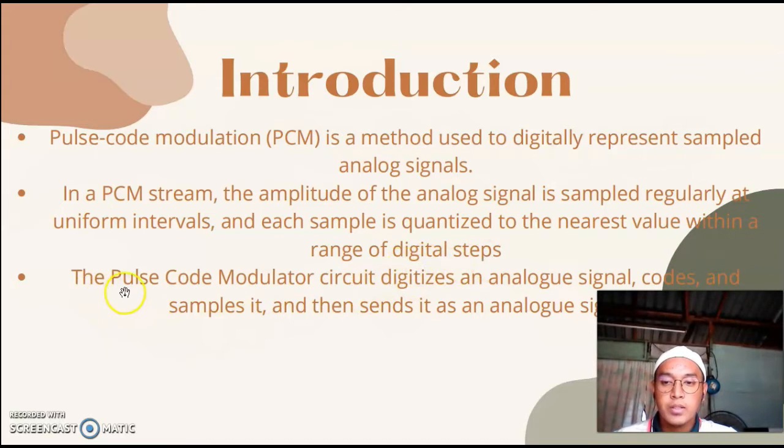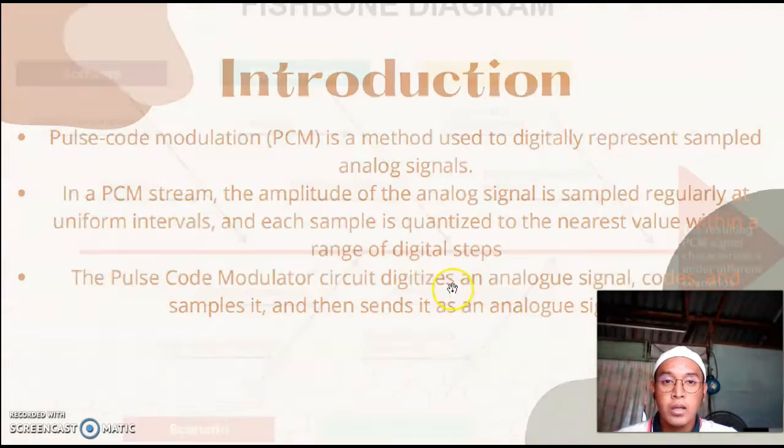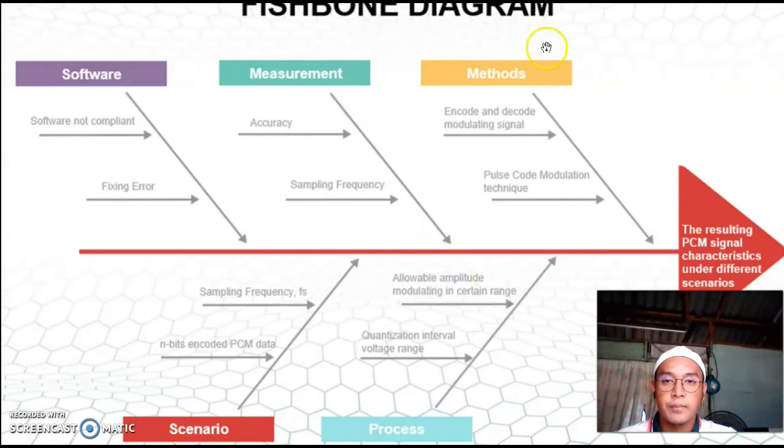The pulse code modulator circuit digitizes an analog signal, codes and samples it, and then sends it as a digital signal. That's all from the introduction part. We go to the fishbone diagram.